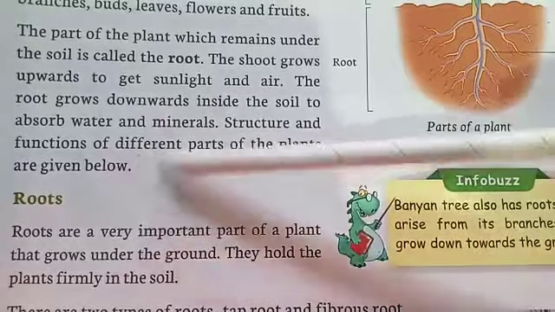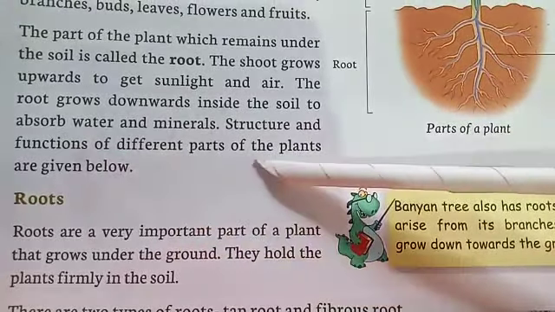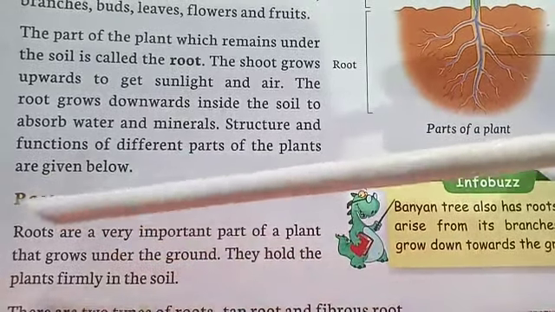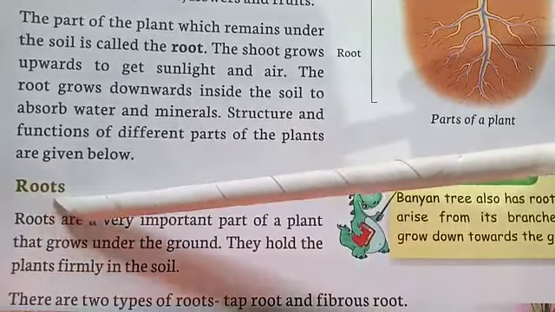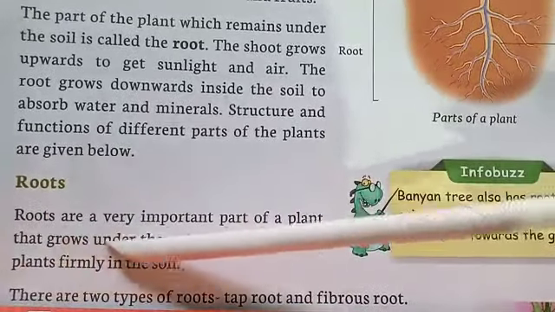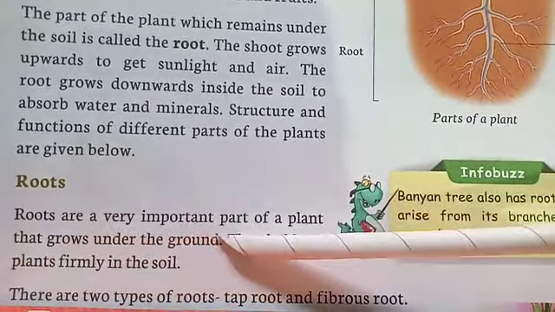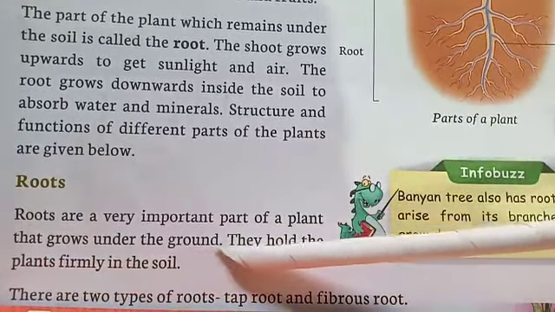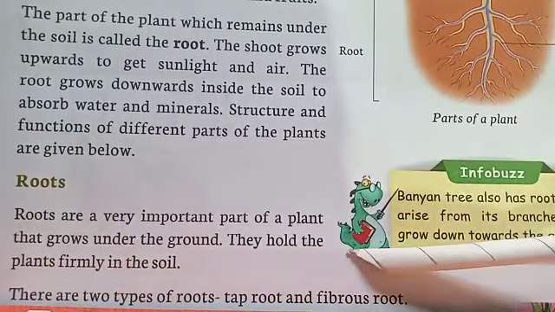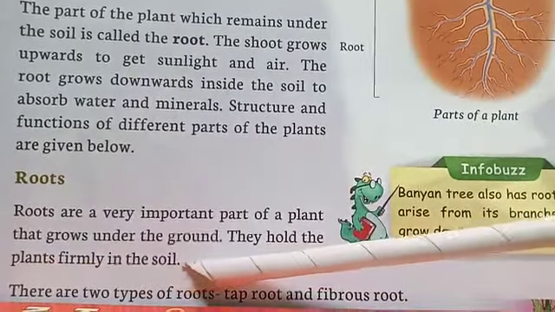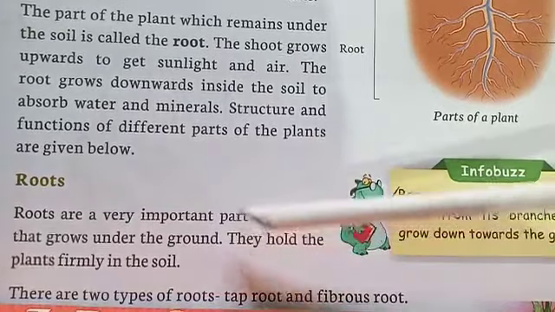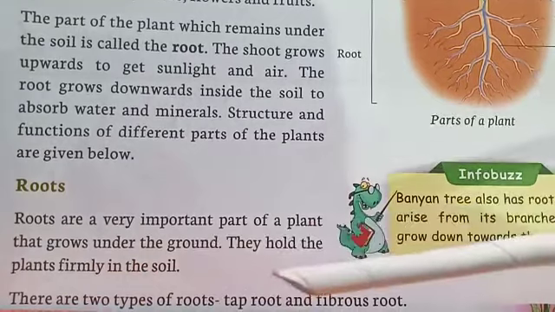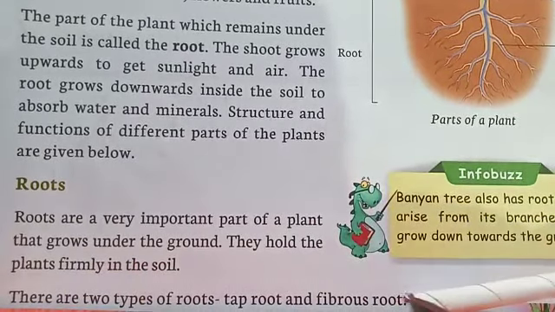Structure and functions of different parts of the plants are given below. First we will read about roots. Roots are a very important part of a plant that grows under the ground. They hold the plants firmly in the soil. There are two types of roots, taproot and fibrous root.